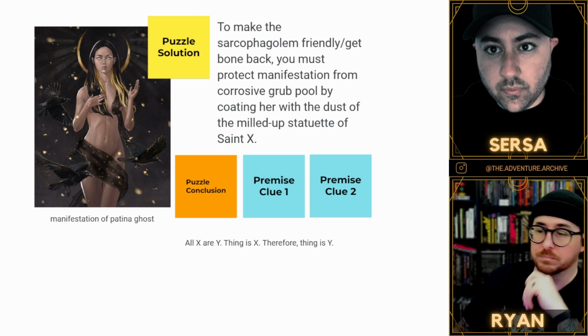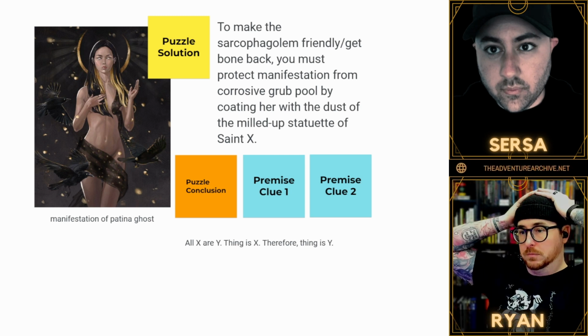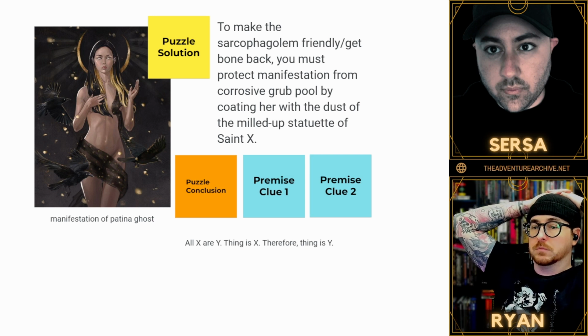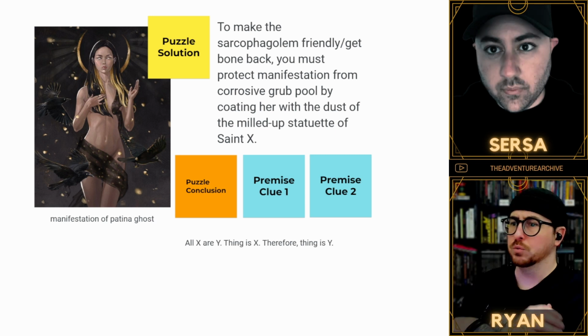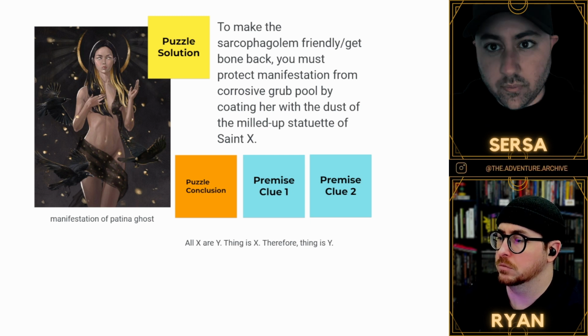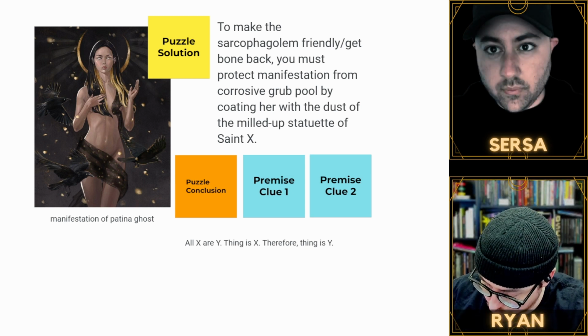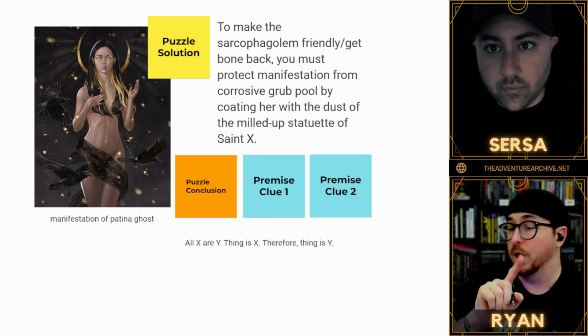I like this idea of the statuette and the saints. So I have, to make the sarcophagolem friendly or to get a bone back, you must protect the patina ghost manifestation from the corrosive grub pool by coating her physical body, or coating her manifestation body, the one that talks to the players, with the dust of the milled up statuette of Saint somebody. So they have to find the statuette of a specific saint, crush it up into dust, and then cover the manifestation's body with that dust so that she can enter the grub pool and then do whatever needs to happen.